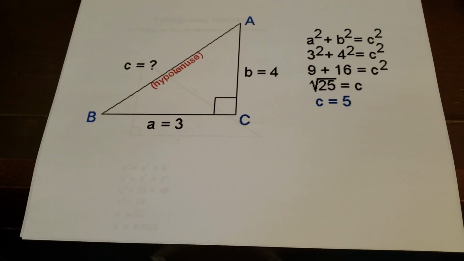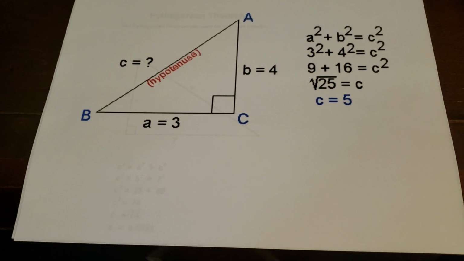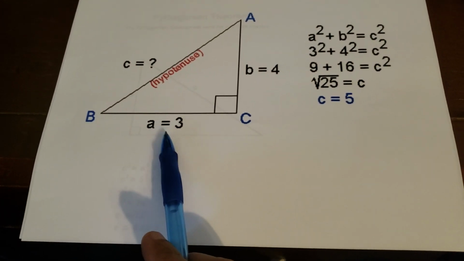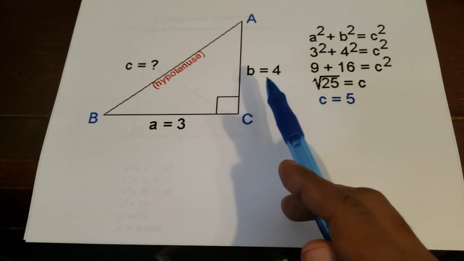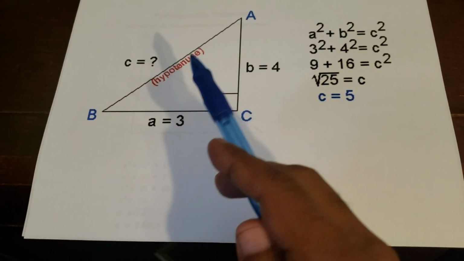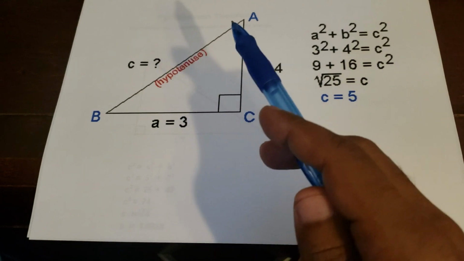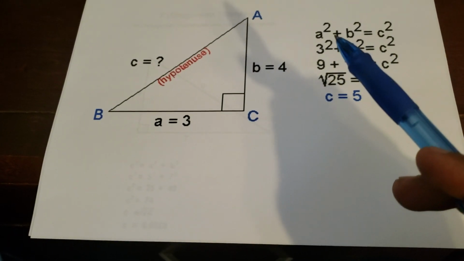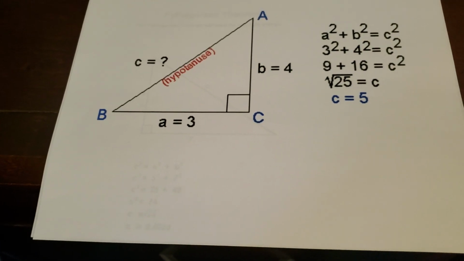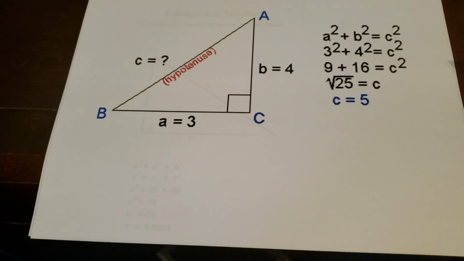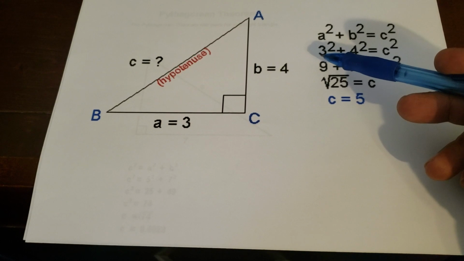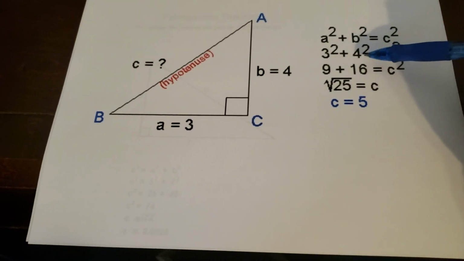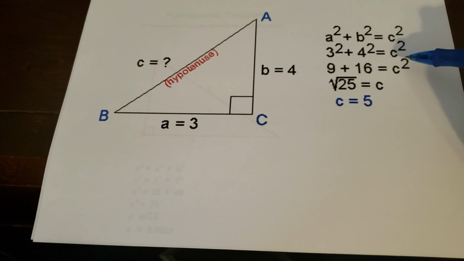This is a little bit backwards, but it's the same situation. We have a is equal to 3 in this case. This is a leg. The other leg is b is equal to 4. And they want you to find the hypotenuse, this side, which is equal to c. Again, you write your formula, a squared plus b squared equals c squared. Substitute in 3 for a, so you've got 3 squared. And then you substitute in 4 for b, so you've got 4 squared equals c squared.